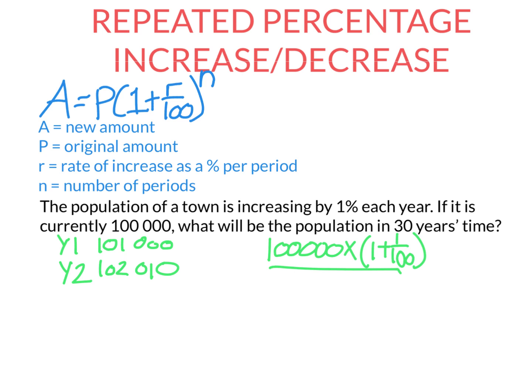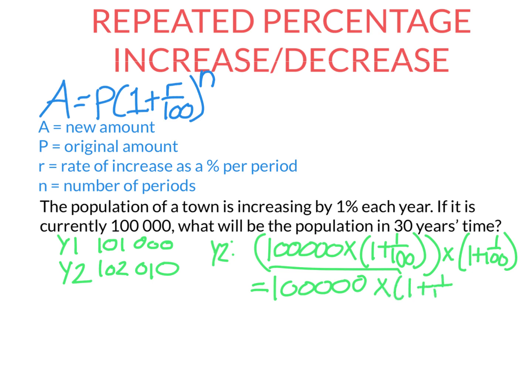What's the population after year two? Well, for year two, I just take the population after year one and increase that by 1%. So that's the same as multiplying by 1 plus 1 over 100. Of course, a quicker way I could write this in my calculator is 100,000 times 1 plus 1 over 100 squared, because that times itself is that squared. And of course I can do that by the associative law of multiplication, because I can put the brackets anywhere I want in a long string of multiplication. So that's what it would be after year two, and you can probably see the pattern.